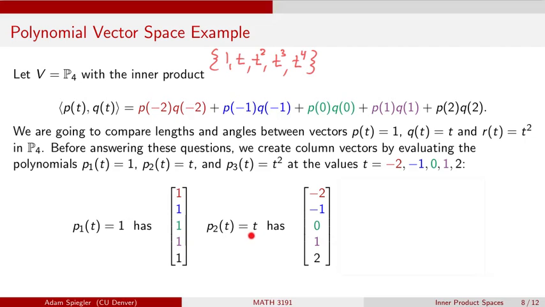For P2, we define this as the polynomial t. So if I evaluate this at -2, I get -2. If I evaluate it at -1, I get -1, and then 0, 1, and 2.